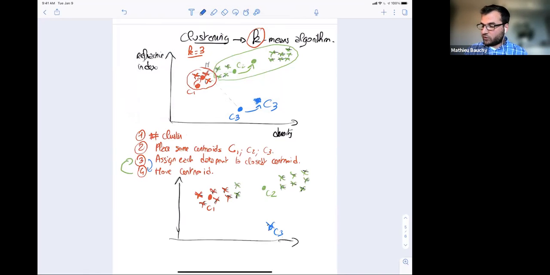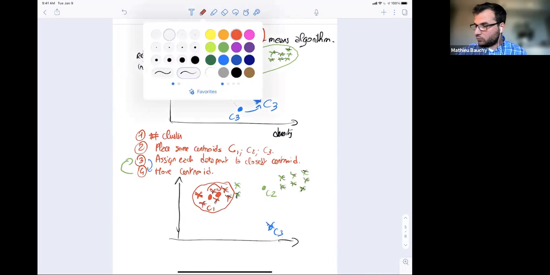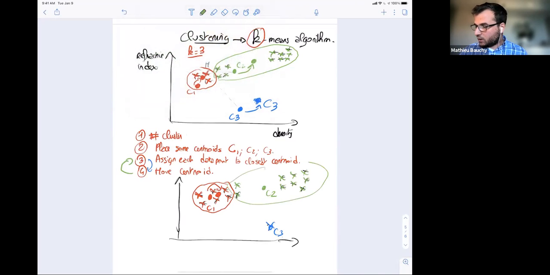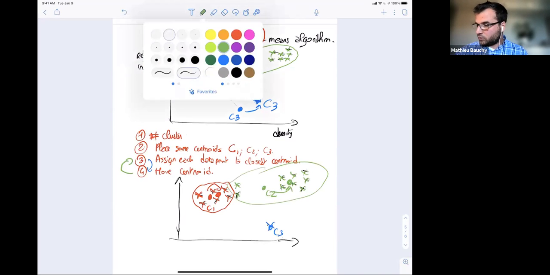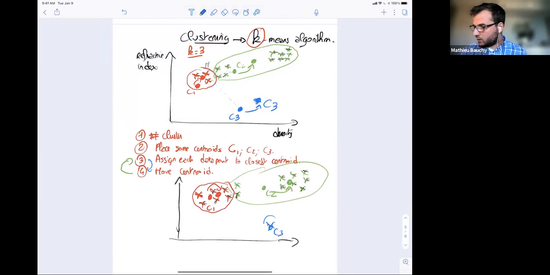Now you move to step 4. Again, you move the centroid. So now you have some new clusters. You have a new group of red points. So you recalculate the centroid of this group and you move the centroid to the new position. You do the same for the green group. Now the centroid is probably going to be around there. So you move the centroid to the new position. C3 is not moving. There's only one point, so C3 is not moving.